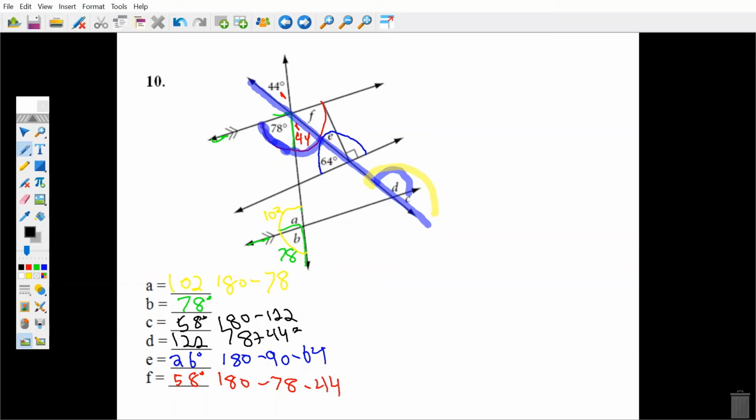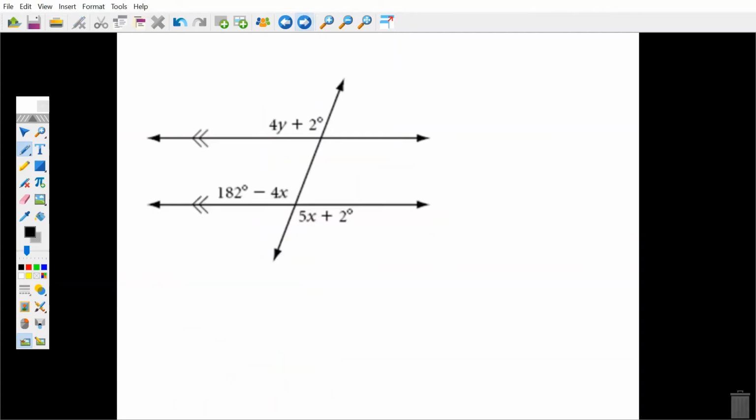Hopefully you got them all right. Next question. Okay, here I have a y and an x, and I need to find the values of y and x. Please pause and try now. The answer is, I can see that these two angles are vertically opposite, so they are equal. So I know 5x plus 2 is equal to 182 minus 4x.